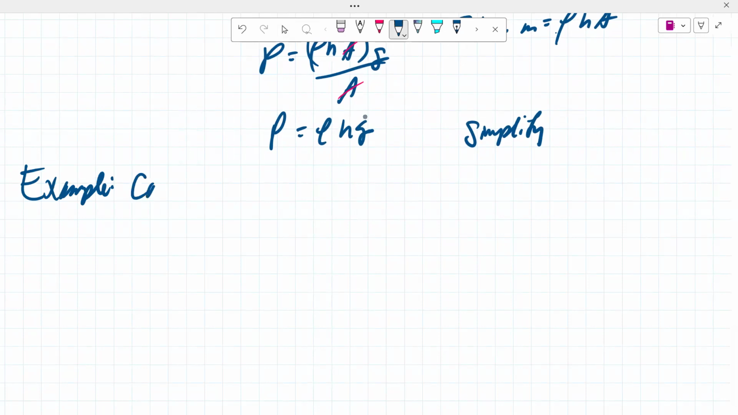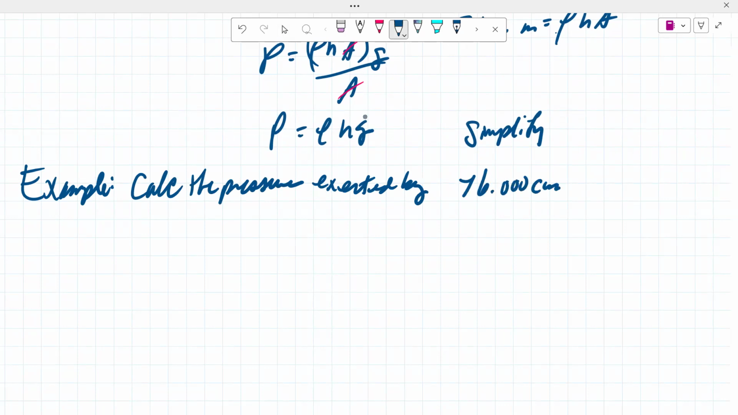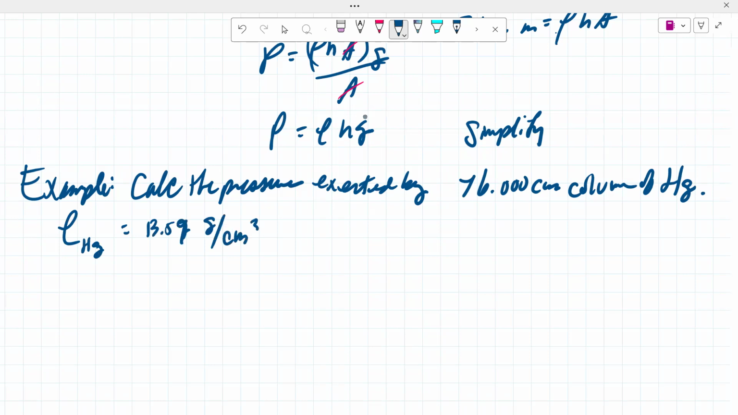Calculate the pressure exerted by 76.000 centimeters column of mercury. Right, Hg is mercury. Remember that. The density of mercury equals 13.59 grams per centimeter cubed.